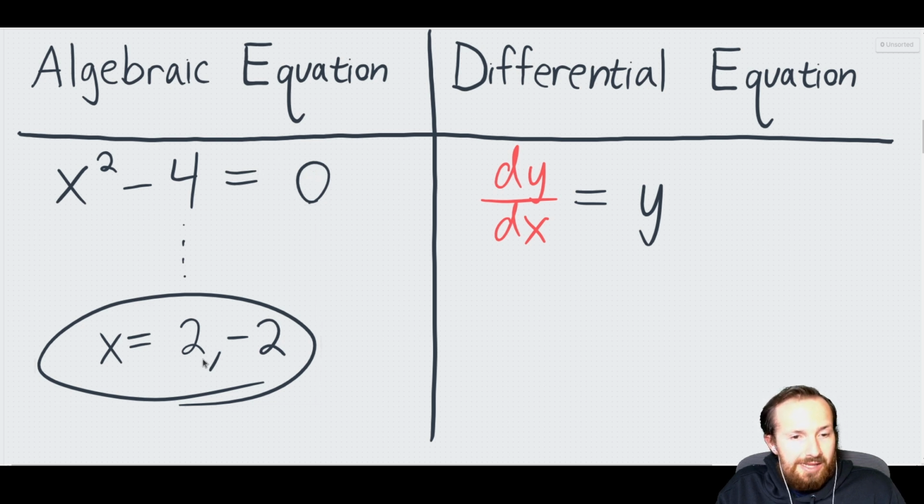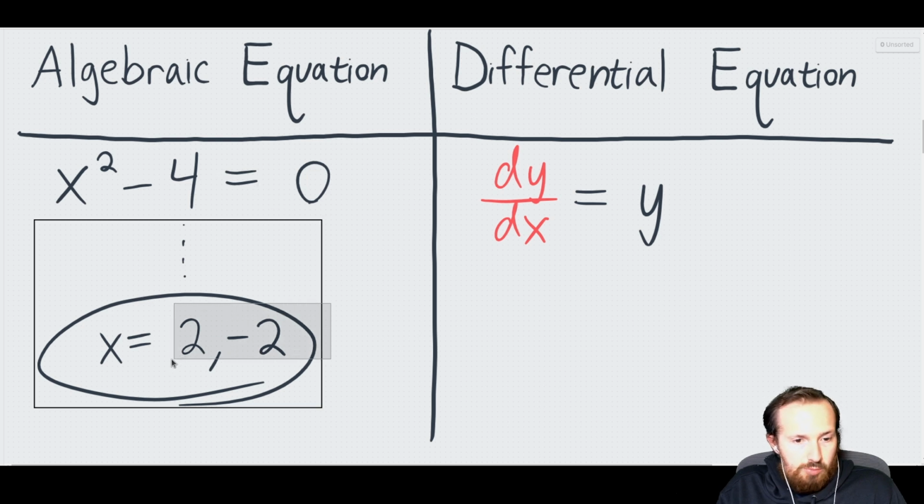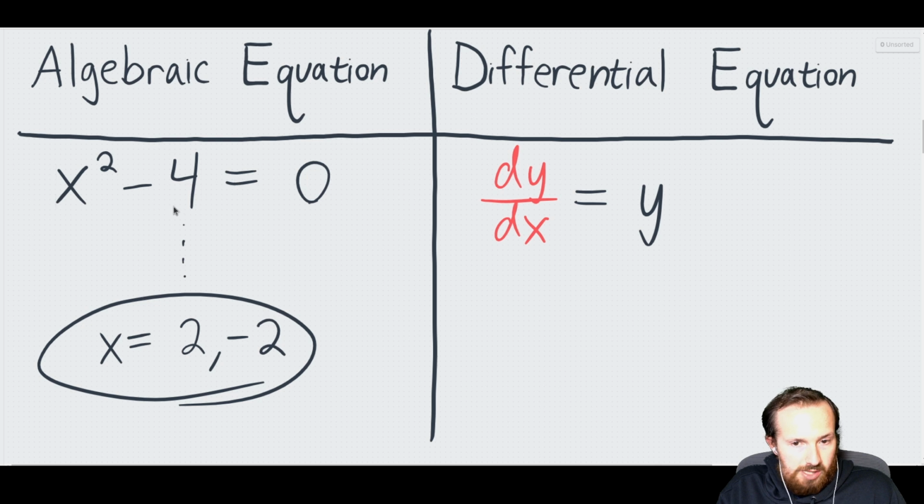If I plug in any other numbers, I will get a false statement. So if I plug in 0 or 1 or whatever, I will get a statement that is not true. That's how you can tell if your solution to the equation is correct or not. Basically, if you plug your solution in and you get a true statement, then it's true. If you plug it in and you get a false statement, then it's false.